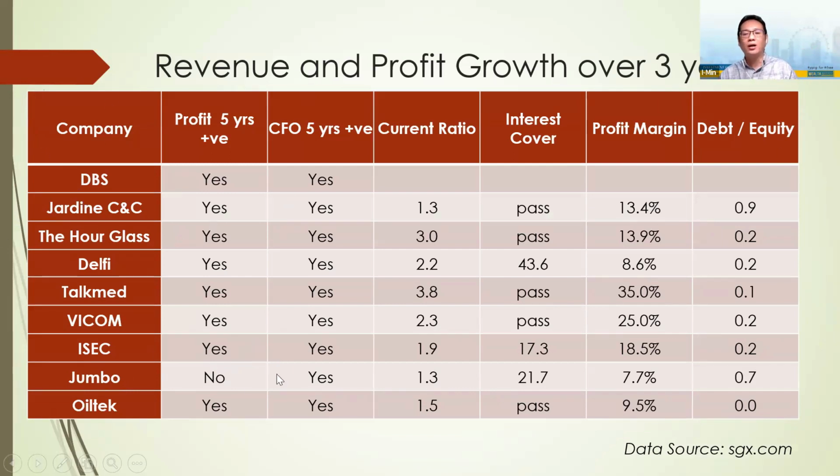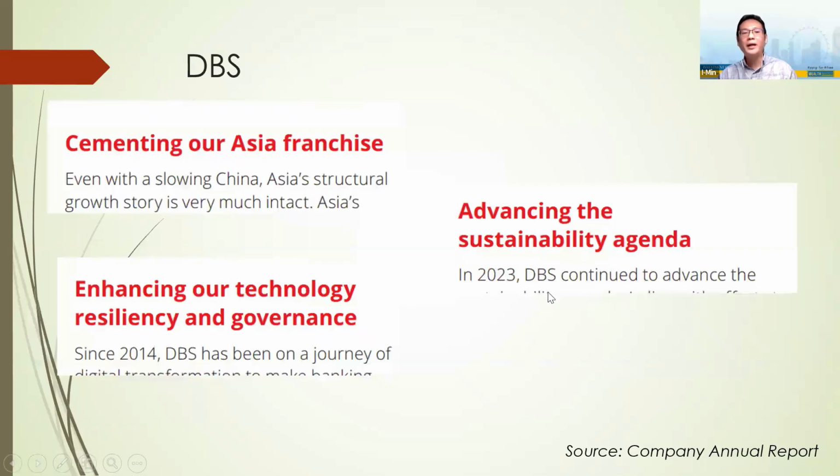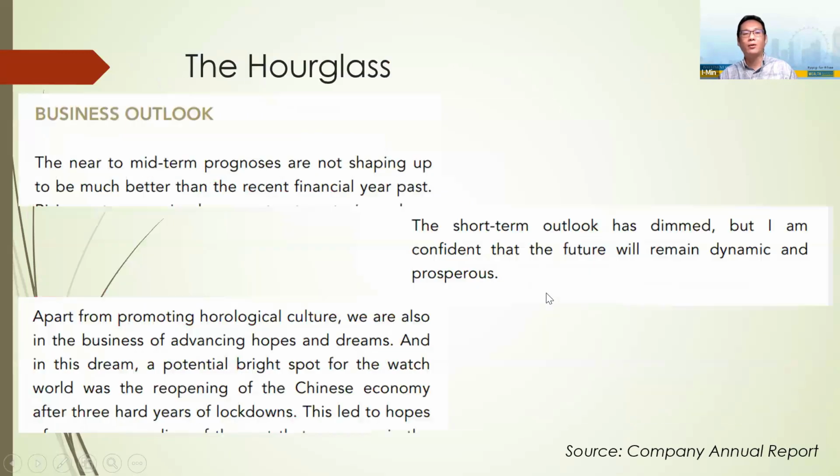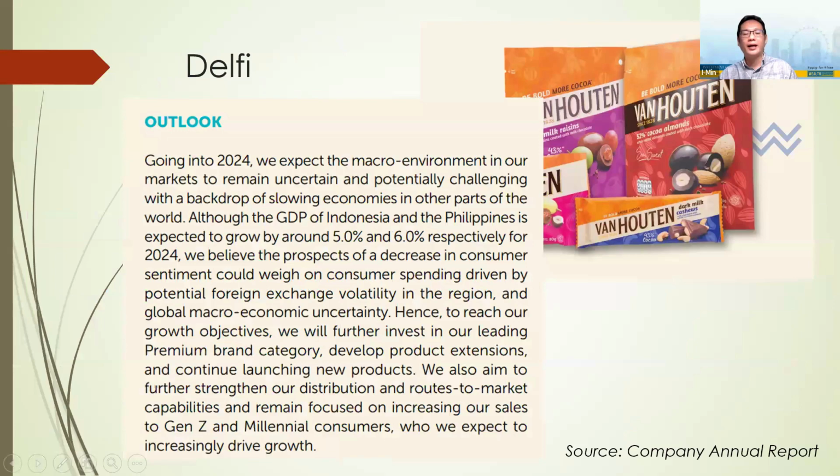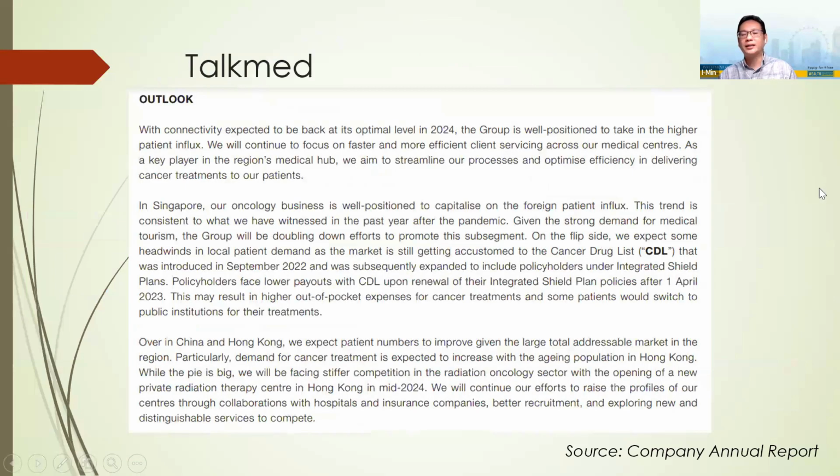Okay, Jumbo did not, but it's acceptable. I think there's a valid reason. And from here, what stands out to me is there are some companies with high profit margin. Okay, then I go and look at the growth story, and I sort of summarize it here.